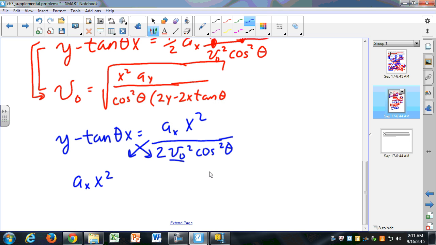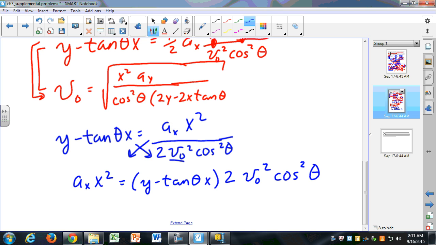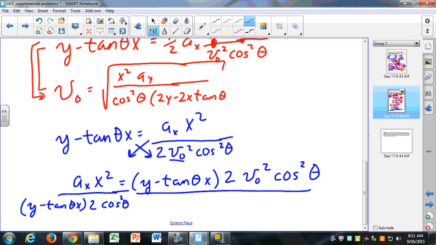a_y x squared. You might do this a little bit differently. Everybody sort of does their own algebra. All right, I want to get this back to just v naught squared, so I'm going to divide both sides by y minus tan theta x and 2 and cosine squared theta. I'll do that over here too. I'll divide by that same term, and that gets rid of this, it gets rid of this, and it gets rid of this.